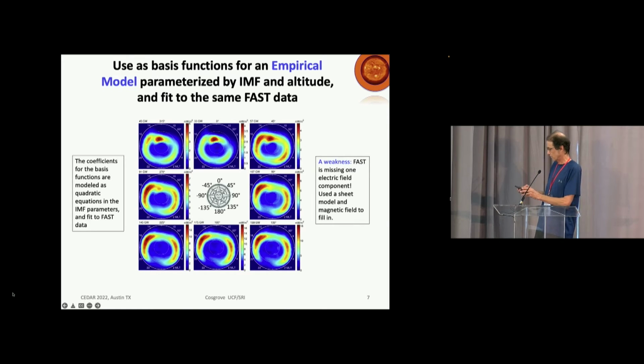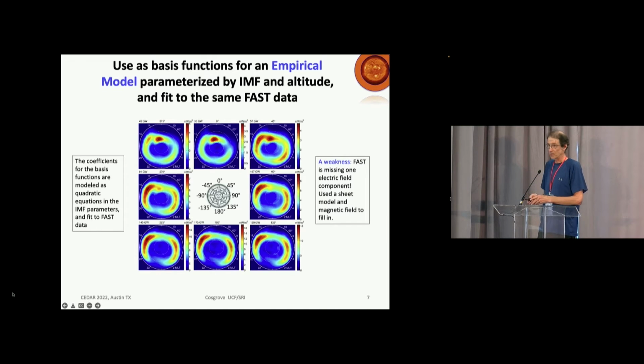Before I go to the slide, I do have to admit that FAST doesn't have both electric field components. It's missing one of them, and that is kind of a major problem. At Bob Strangeway's suggestion, we kind of fudged it by using a sheet model and the fact that we do have two magnetic fields to statistically fill in for the missing component and hopefully take away the isotropic bias.